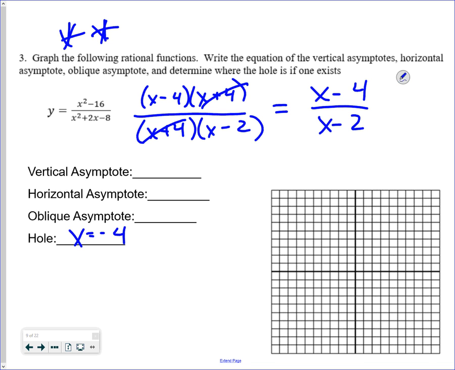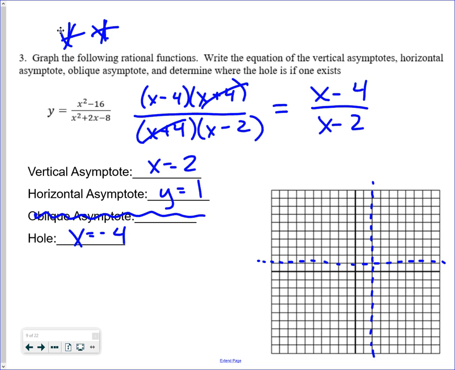So now I have to go through all the work with a fraction, or rational expression. Now the vertical asymptote would be x equals 2. The degree of the top and the degree of the bottom are the same, and so there is no oblique asymptote. So graphing all those, x equals 2, y equals 1.